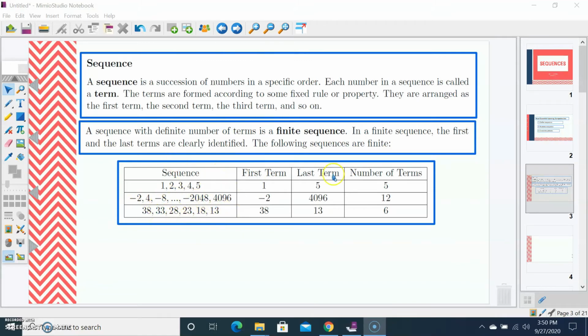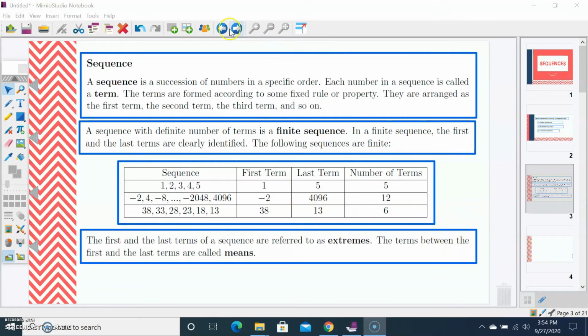Why? Because the first term and the last term are clearly defined. So our first term here is 38, as you can see, and then the last term is 13. And then we can actually count the number of terms in here, unlike sa kanina, sa example number 2 natin. So here we only have 6 terms. So these are examples of finite sequences.